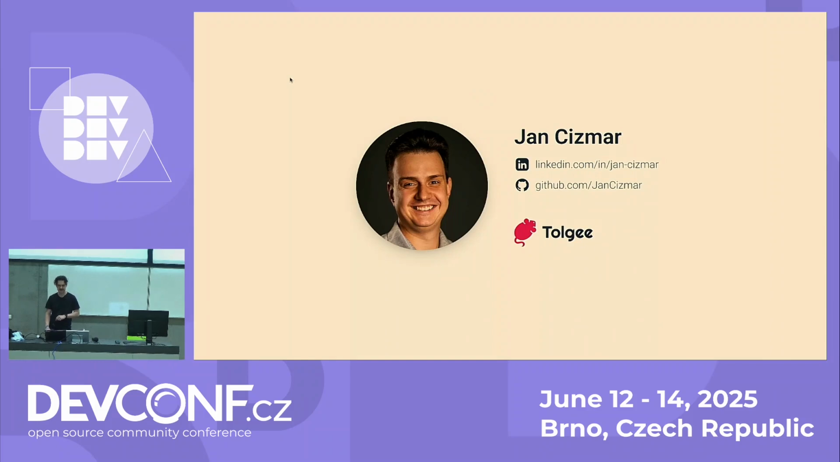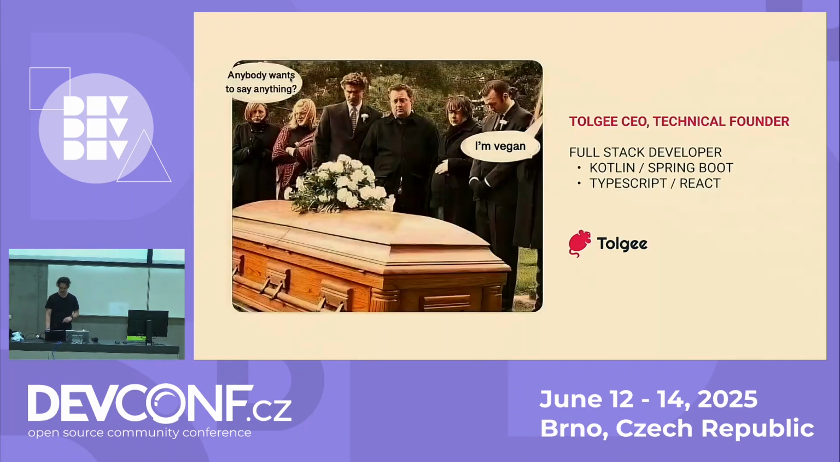My name is CIzmar, and I'm vegan. And I'm also the CEO of Tolgee, and I'm the technical founder. I wrote the main part of the backend of the tool, and I'm focusing on development in Kotlin and Spring Boot, and TypeScript and React, which are the technologies Tolgee is written in.